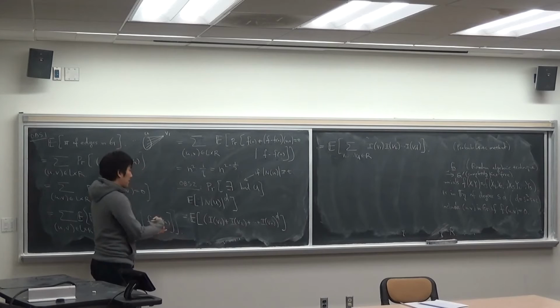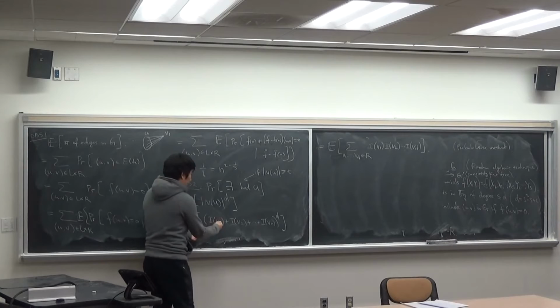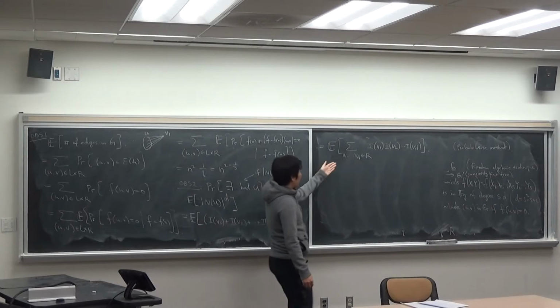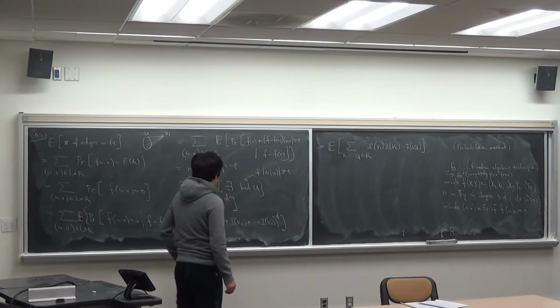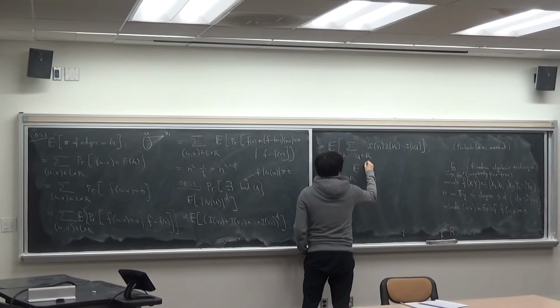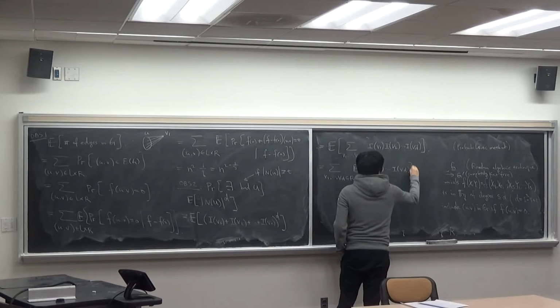I slightly abused the notation here. v1 up to vn is the enumeration of the vertices on the right. But now v1 to vd here denotes different things. And then I'm going to use linearity of expectation on the right, and then the expectation of I(v1) through I(vd). This is the linearity of expectation.